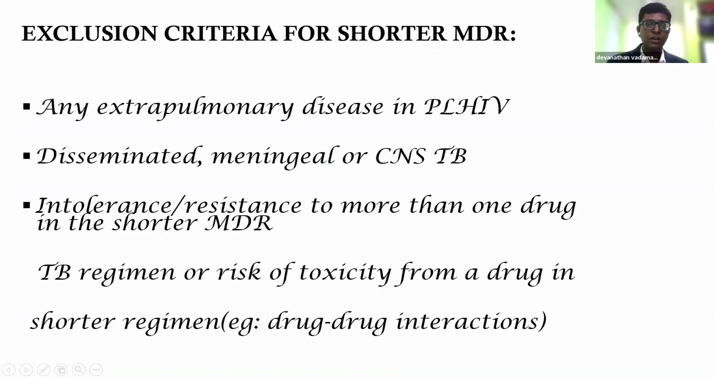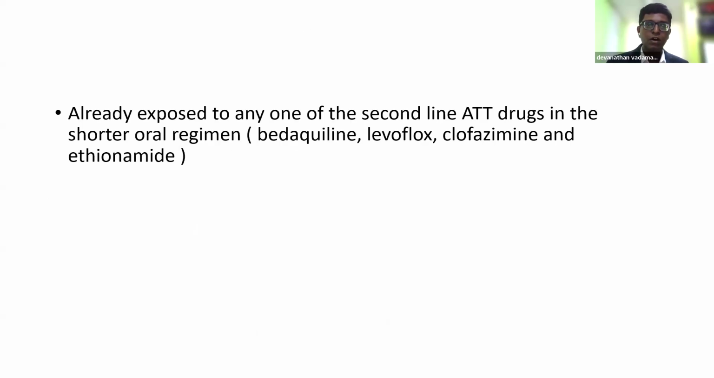So the conditions in which we cannot give shorter MDR are severe extrapulmonary disease such as CNS or bone and spine, and disseminated disease. We also cannot give it in cases of intolerance or resistance. If the patient is not tolerating one drug, is having severe side effects, or has known resistance to more than one drug in the shorter MDR, we have to shift over to the longer MDR regimen. Or if the patient is already exposed to any one of the drugs.